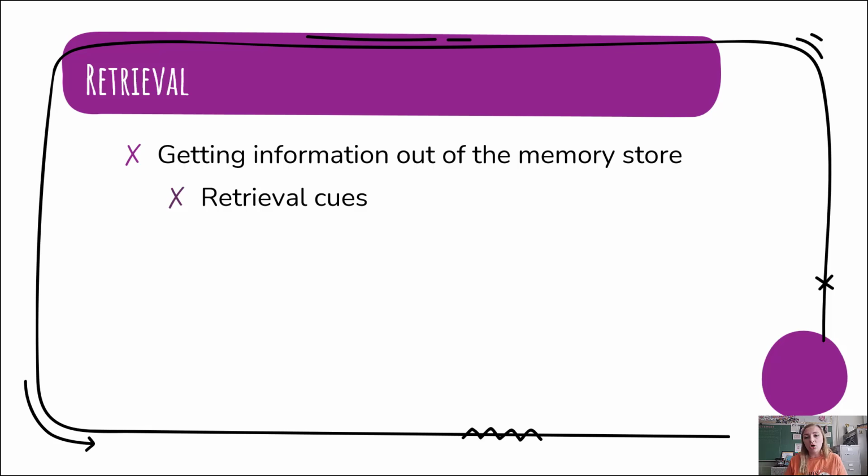We use what are called retrieval cues to help us bring out the correct memory from long-term storage. Retrieval cues are stimuli that help people get that information from long-term memory. Think of these like search terms that you would put into Google or your email when you're trying to find a particular email. These are clues that help you find the correct memory.